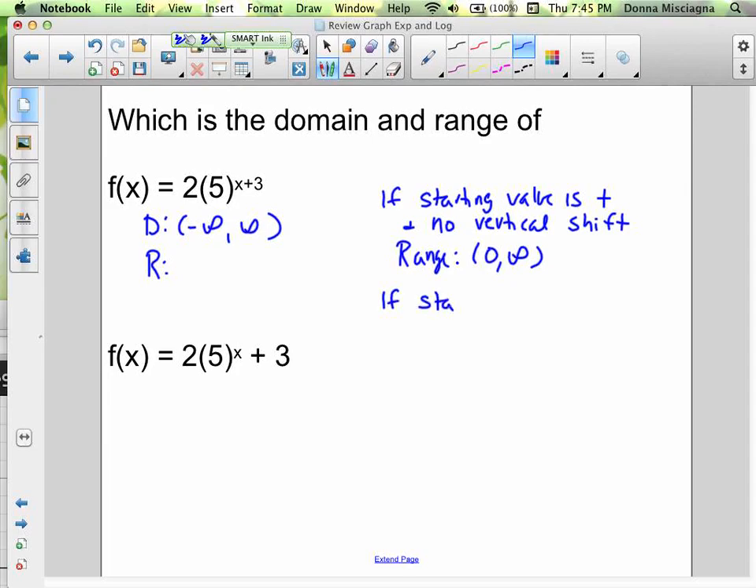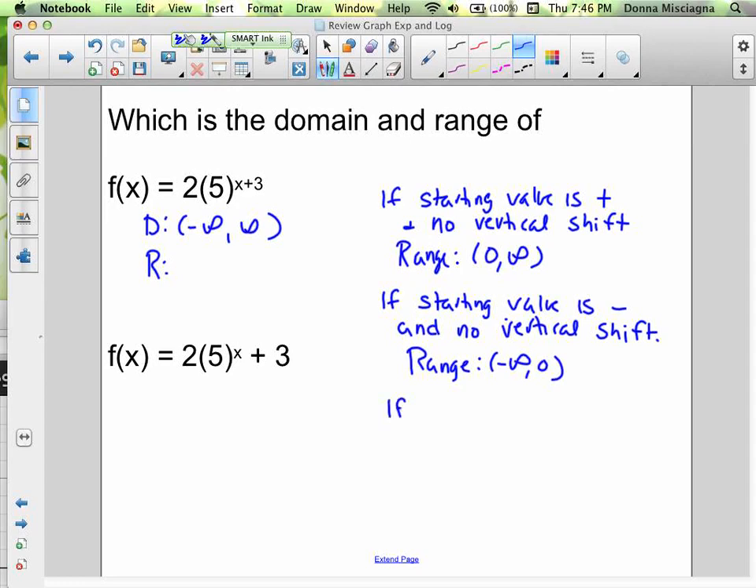If the starting value is negative and there is no vertical shift, the range is negative infinity to 0. If there is a vertical shift, regardless of whether the starting value is positive or negative, switch the 0 with the vertical shift.